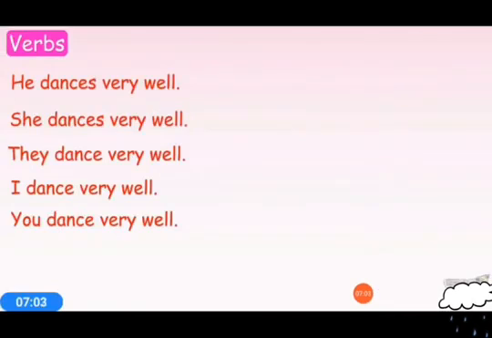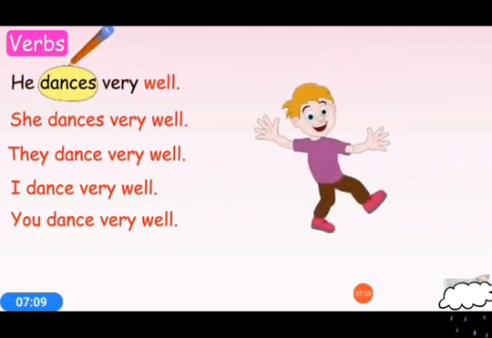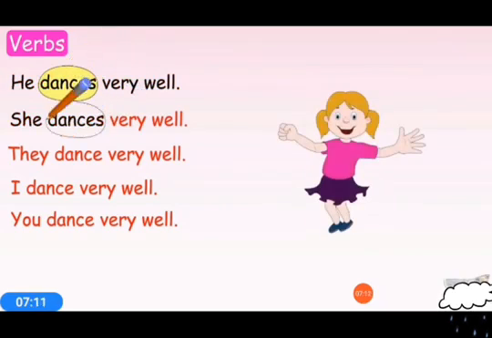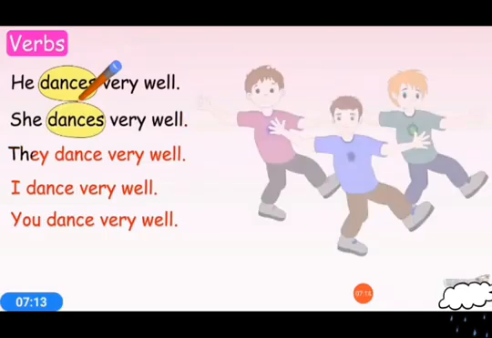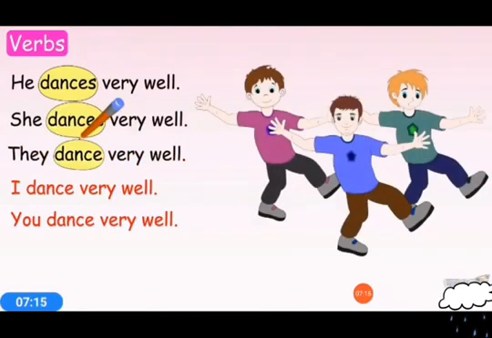Here we have some more sentences. We will circle the verbs and observe them. He dances very well. Dances is a verb. She dances very well. They dance very well. I dance very well. You dance very well.